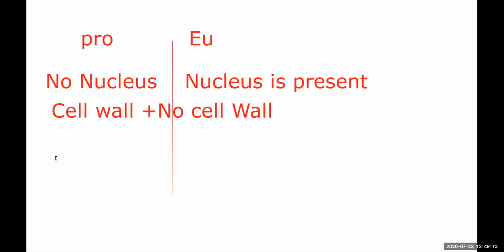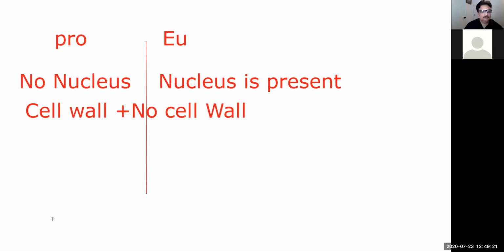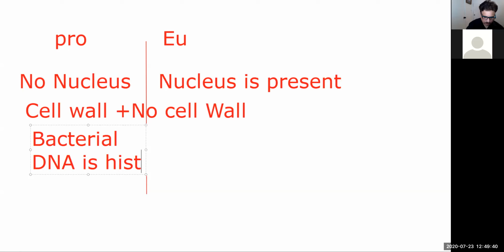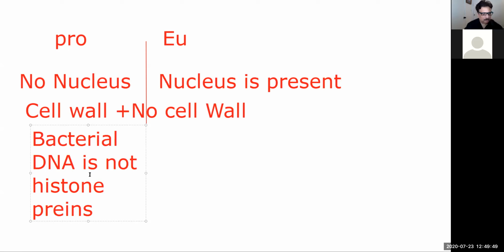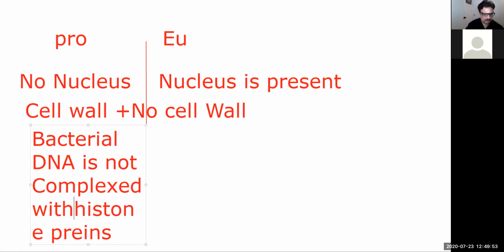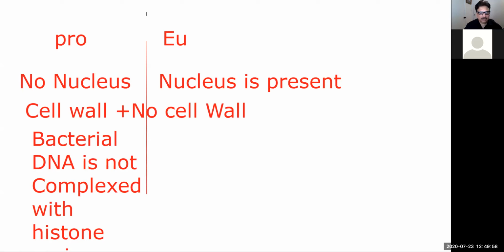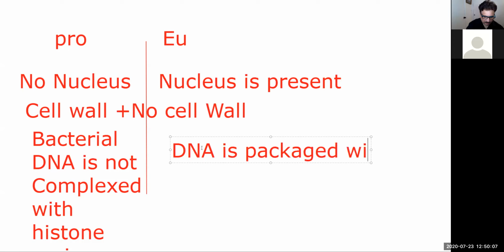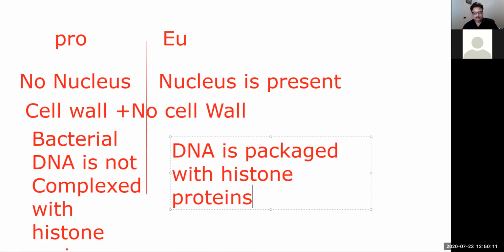The third difference that I would incorporate is that bacterial DNA is not complexed with histone proteins. In contrast, in eukaryotic cells, the DNA is packaged or complexed with histone proteins. So you remember that, histone proteins.